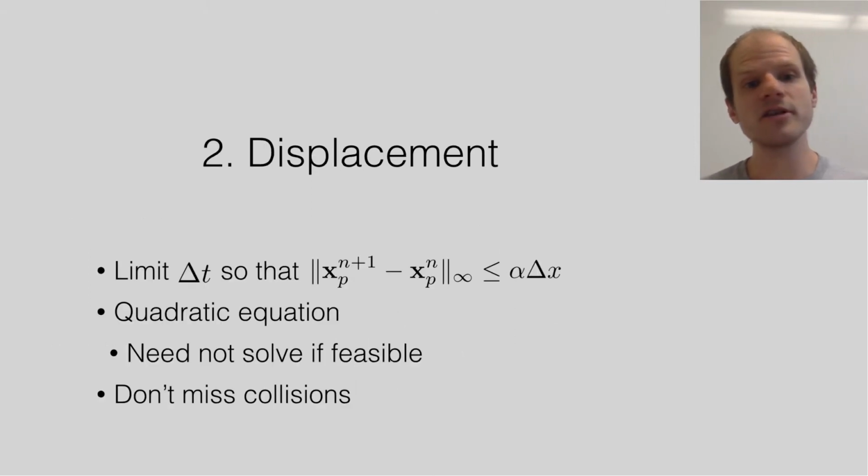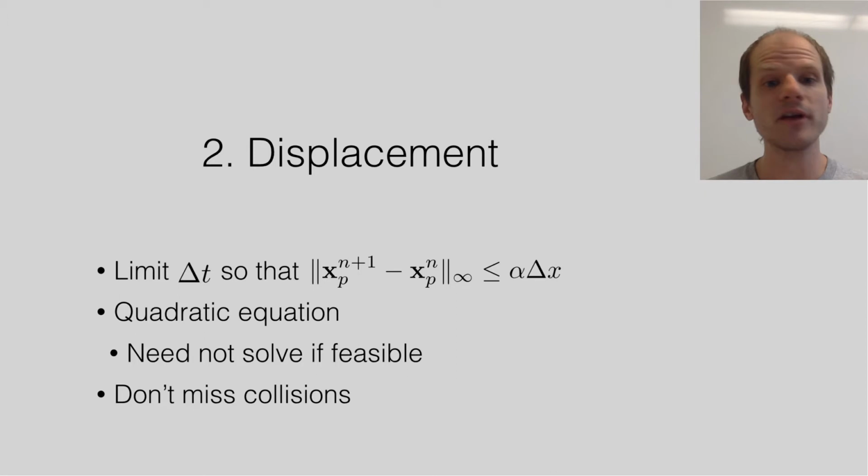The second restriction is to go back and check to see if any particles move by one grid cell or more. This results in a quadratic equation for dt, which we'll need to solve in general in order to get our new time step restriction. However, we note that if the current dt already satisfies this requirement, then the quadratic equation can be avoided. The nice thing about this restriction is that it allows us to avoid missing collisions. Since particles can't travel more than one grid cell, they can't pass each other on the grid.